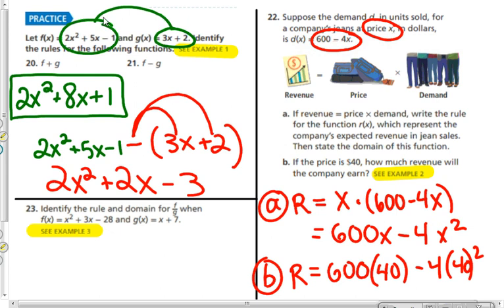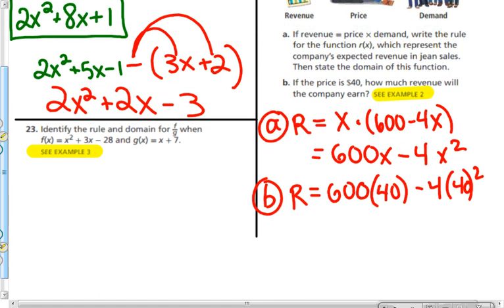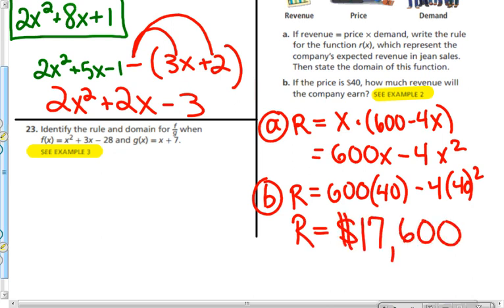40 squared. What'd you get? $17,600 for that line of jeans. Okay? Just plugging in 40 and multiplying and subtracting 4 times 40 squared, you should get 17,600. Good? Everybody agree? All right, next, we're going to take number 23, and we're going to divide f over g.